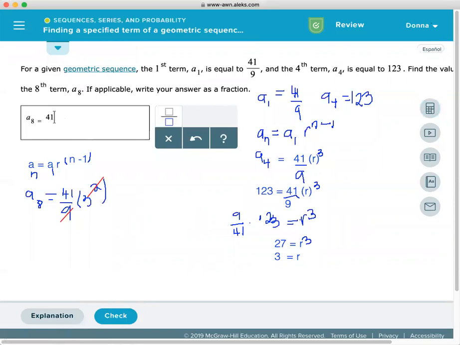You can think of this as almost 2 equations and 2 unknowns. The 2 equations are generated by knowing the fact that A sub n is A1 r to the n minus 1. So that generated one equation. A4 is equal to 41 ninths r cubed, but once we plugged in the 123, we didn't have two unknowns, we just had r. And then we can go back and find out what A sub 8 is, because once you know the first term and the common ratio, then you can find any value.